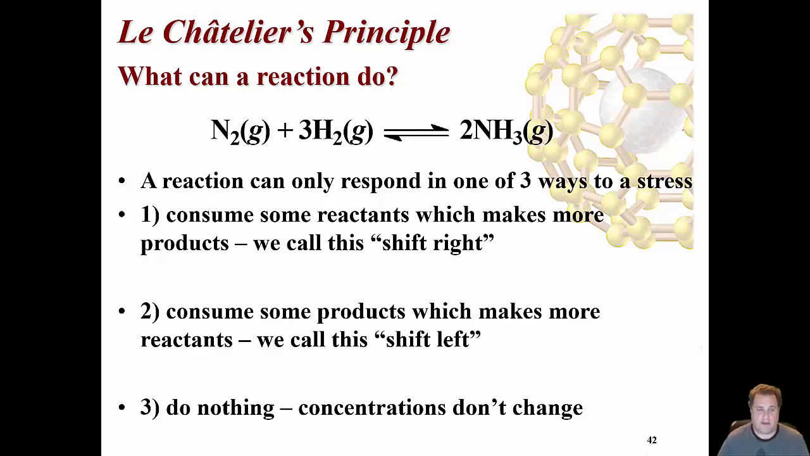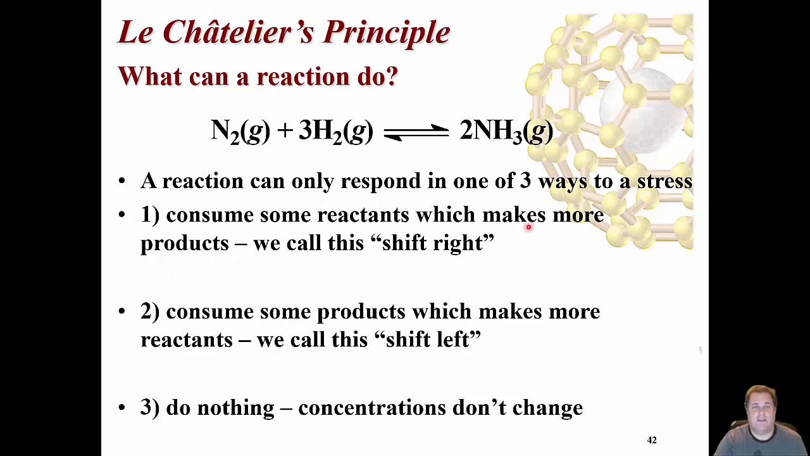Simply the fact that we're consuming some of this, making more of the product on the right side, we call that shifting right. Again, this really is just shorthand for saying the amount of NH3 is going to go up and the amount of N2 and H2 is going to go down.